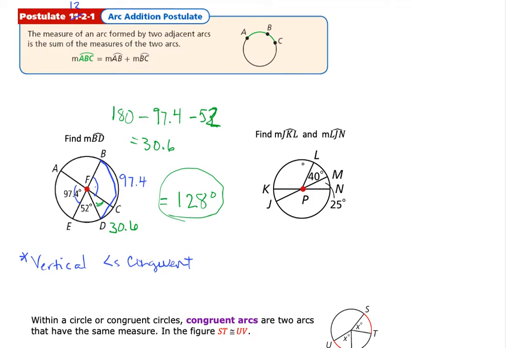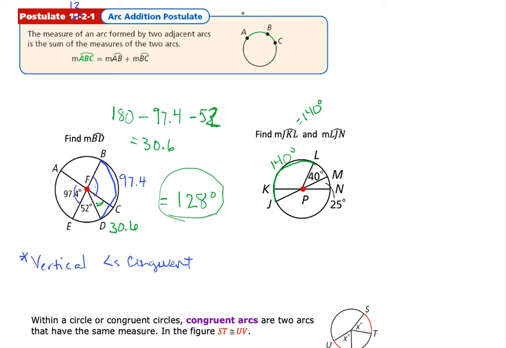Here we have two problems. Find measure of arc JKL. So JKL, this part right here. Well, this is pretty easy because we have a half circle right here. So 180 minus 40 is just 140. And that's your answer for measure of arc JKL. So this is 140 degrees.